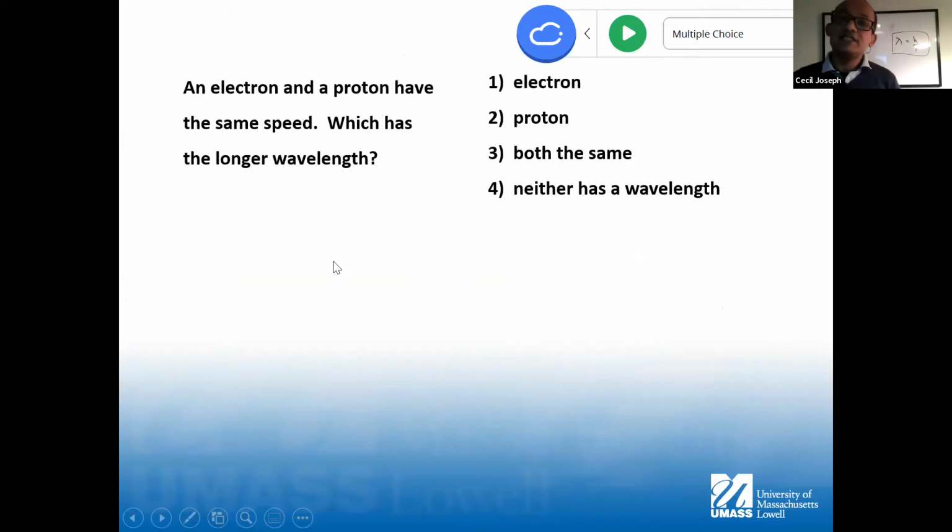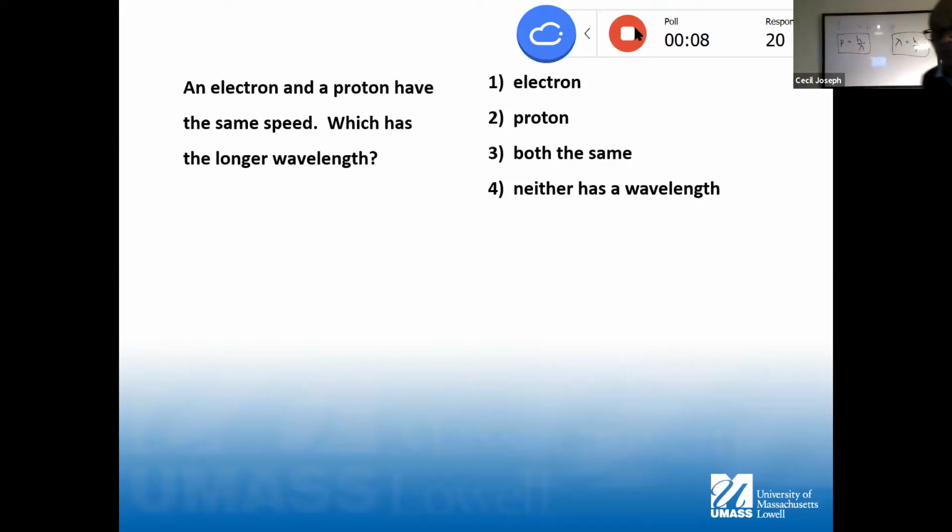Before we actually see some pictures on that, I want you to answer this. The electron and proton have the same speed. Which one has the longer wavelength? Remember, we're saying lambda is h over p, so p is the momentum. Sorry, I'm going a little bit over time. But click something. Remember, the greater the momentum, the shorter the wavelength. They both have the same speed. So the one with the larger mass has the larger momentum.